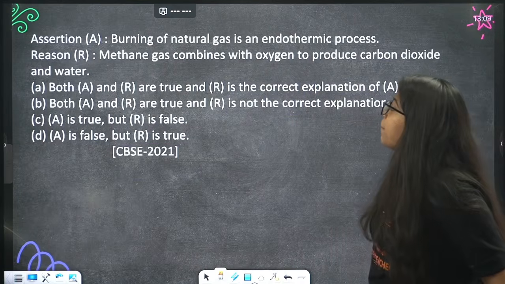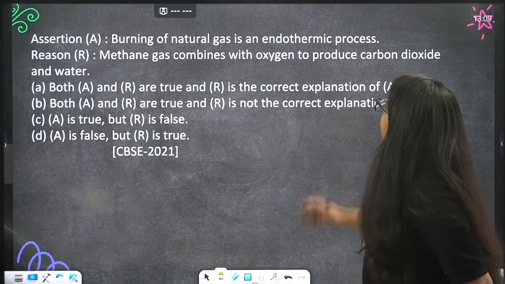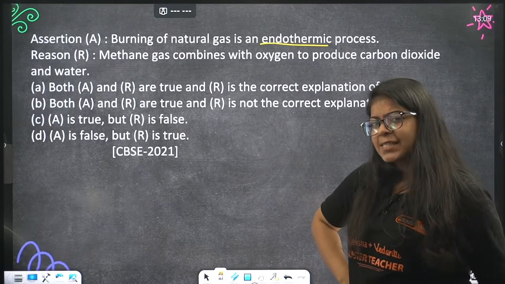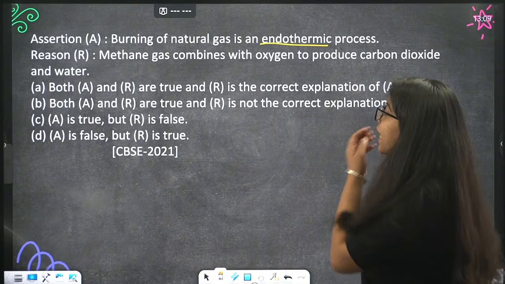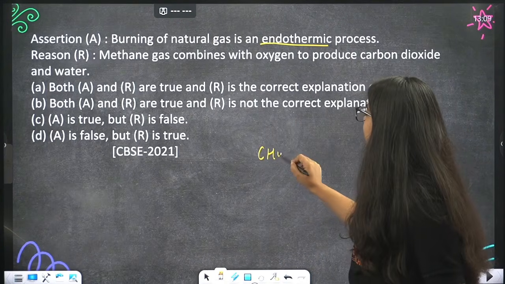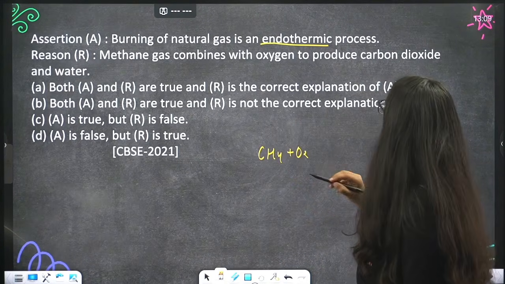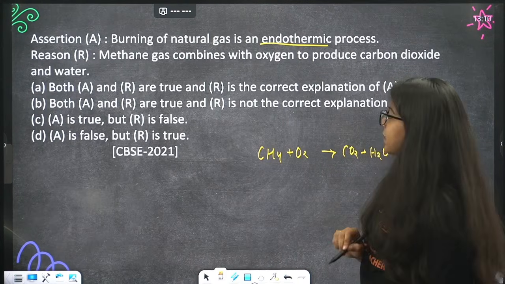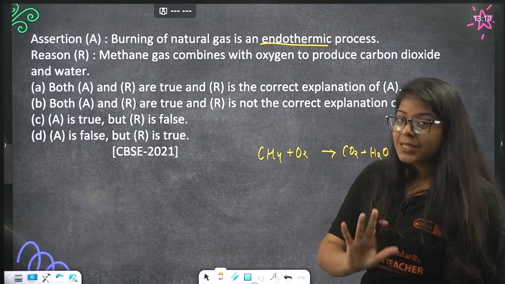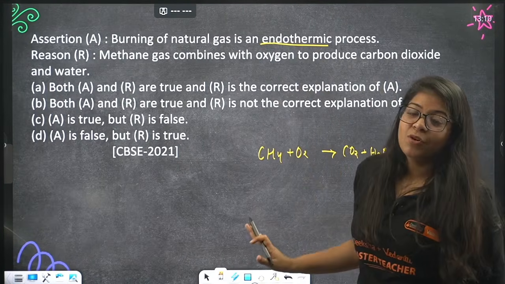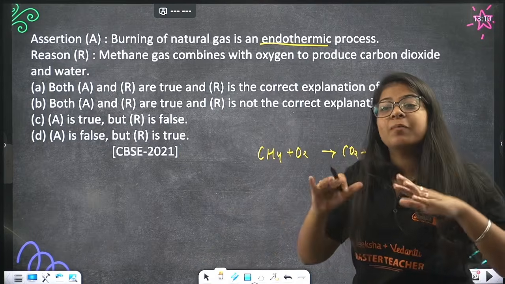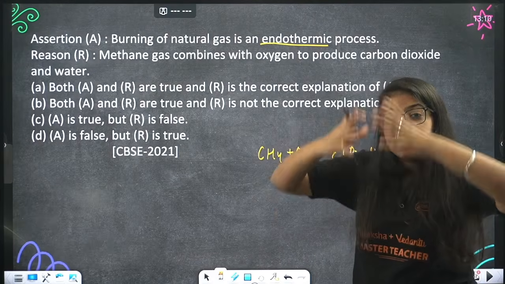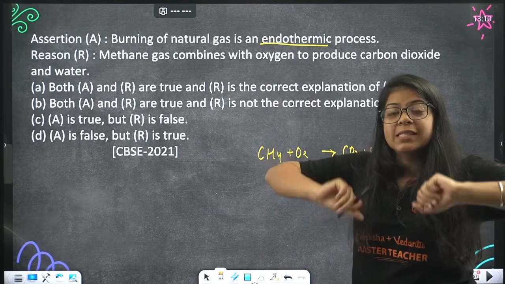Next question, beta. Assertion: Burning of natural gas is an endothermic process. Burning and endothermic in one sentence. What do you think? Reason: Methane gas combines with oxygen to produce carbon dioxide and water. Ma'am, we don't know about the reason yet, but the assertion is definitely false. Burning of natural gas, how can it be endothermic? It will release heat, right? Whenever something burns, heat will come out.